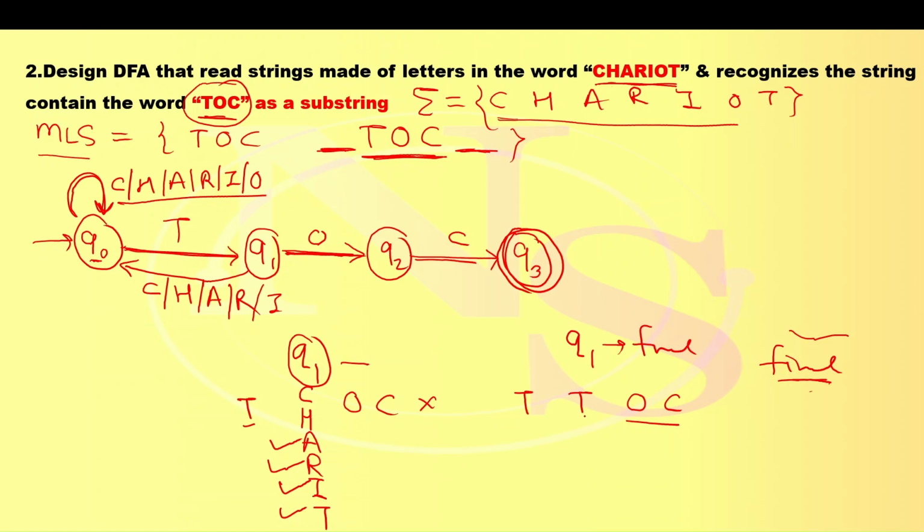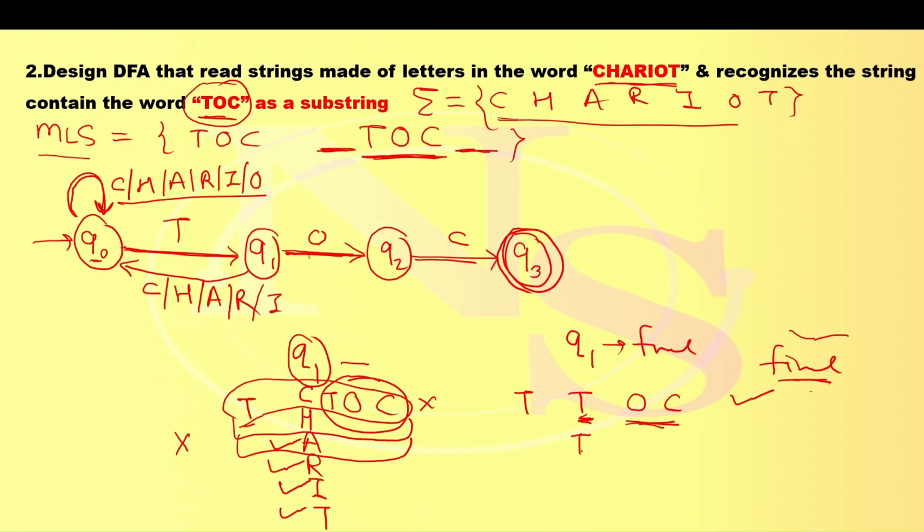Why? Because if T is coming here, is this your valid string? Yes. In previous cases, it was not becoming a valid case. If you see here, TCOC or THOC or TAOC are not valid initially. Later on, by writing TOC, I made it valid. But in this case, by writing this T and reaching the final state by reading OC, it becomes valid. So I'm considering this case.